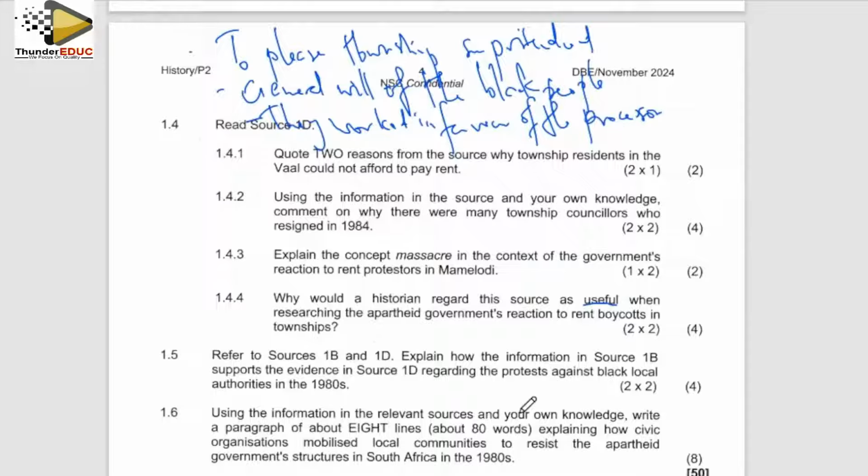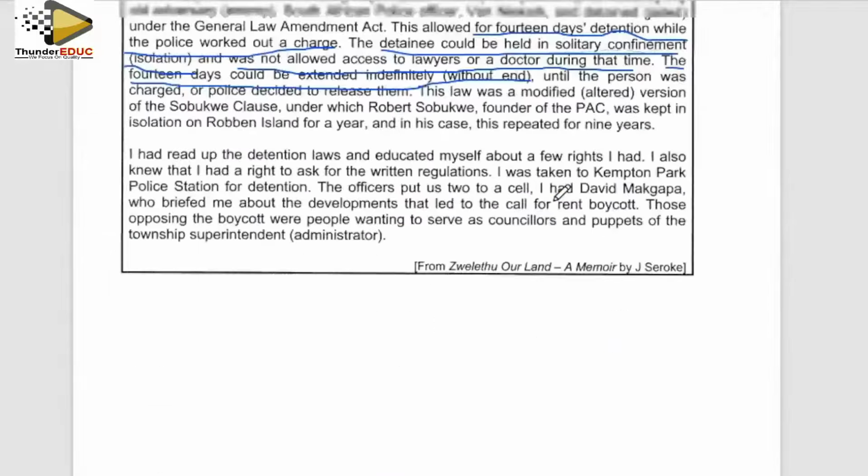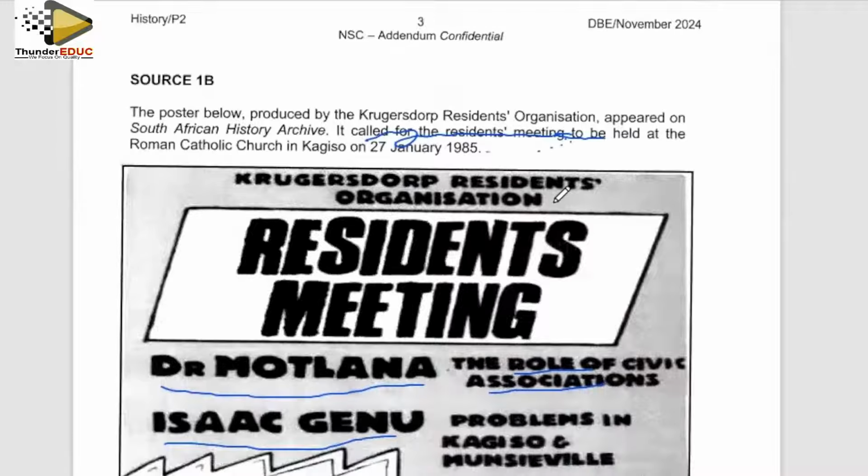Right. If we check in source 1B, it's a poster. Let's go to source 1B. Source 1B is a poster. Now remember, we have this poster here. This is source 1B. And source 1D is a text source. Right. So source 1B is a poster calling for a residents meeting. Like here we can see the residents meeting is calling for the people of around Krugersdorp to rally to Kagiso for a meeting on 27 January 1985.